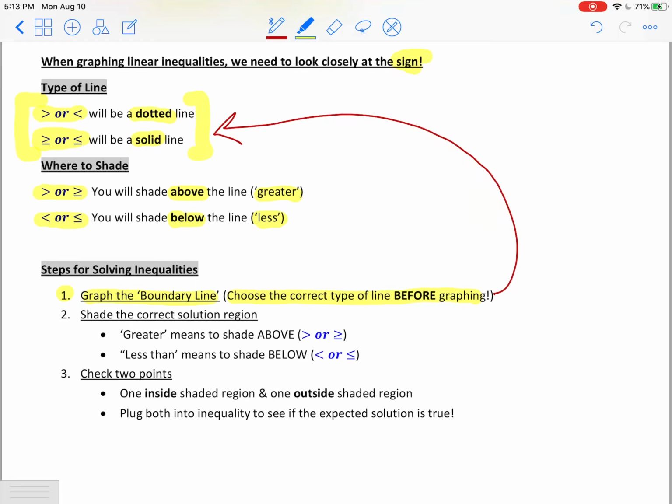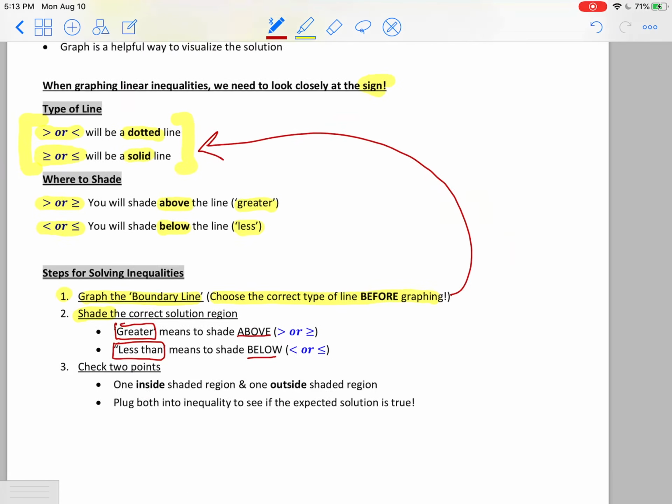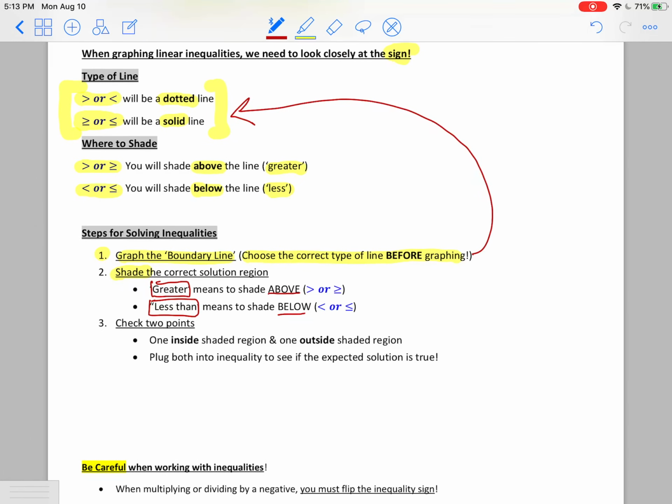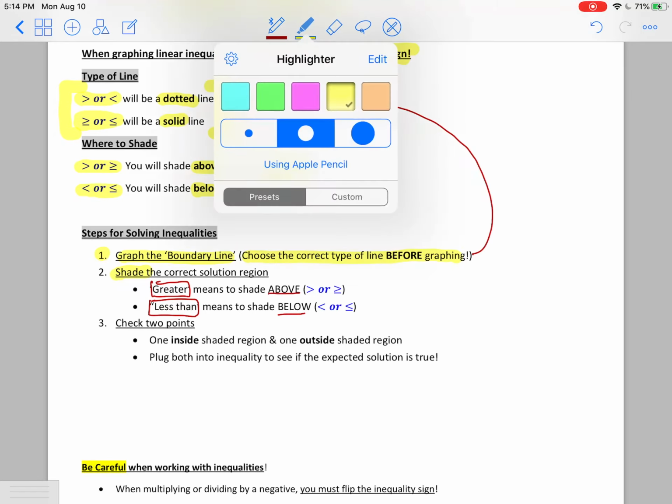All right, so next we're going to shade the correct region. And of course, we know, like we talked about up here, we're really looking at these words. Greater than, well, that means that we're going to be shading above. So either greater than or equal to. Less than or equal to, we're going to shade below that line. And then once we've shaded, this is a little bit different as well. I like to have students shade first, and then we just check 2 points.